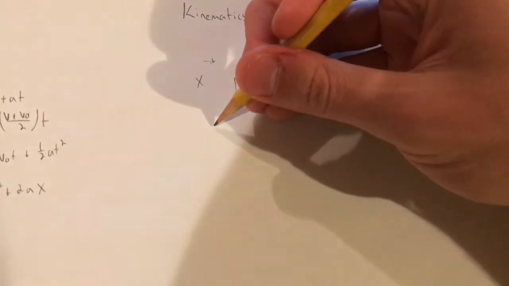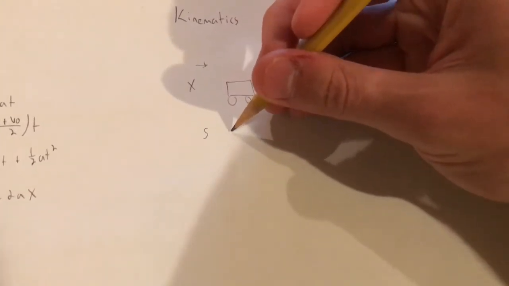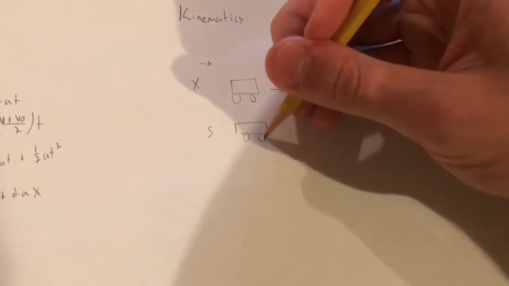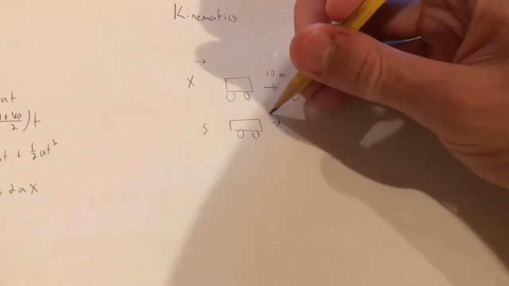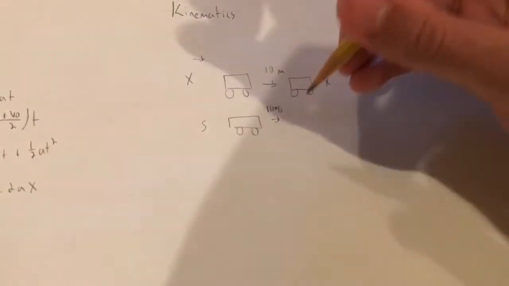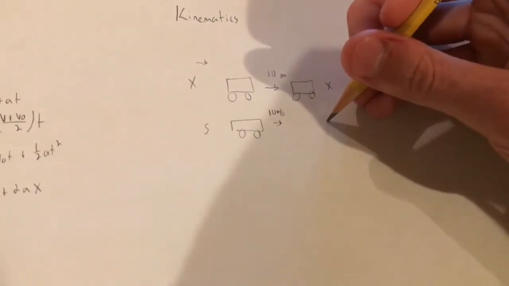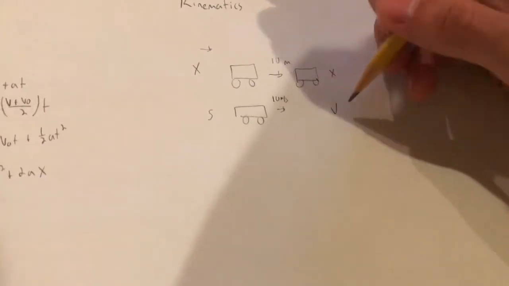Next one, speed. Say it moved this way at some certain speed. Let's say this happened in 1 second. We'll say this one happened at 10 meters per second. Now the vector component is velocity. We'll say it moved 10 meters per second to the right.